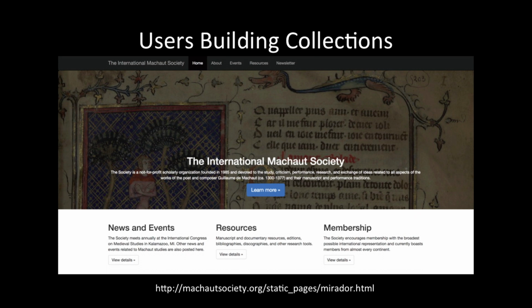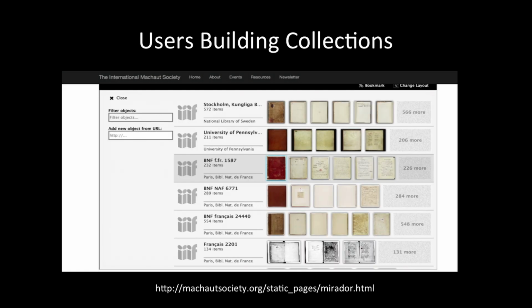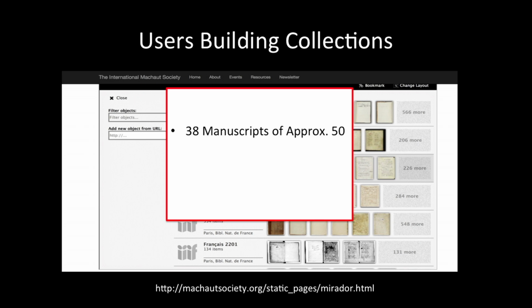IIIF has also allowed people to start building manuscript collections from far-flung institutions to bring them together to enable scholarship at specific locuses of study. In this case, the Machaut Society, an international society devoted to the study of a 14th century French poet and composer, has made all of the available manuscripts that contain works by Machaut available in one place using IIIF once again. That's about 38 manuscripts of about 50 that survive. We've still got 12 that we need to get into IIIF.